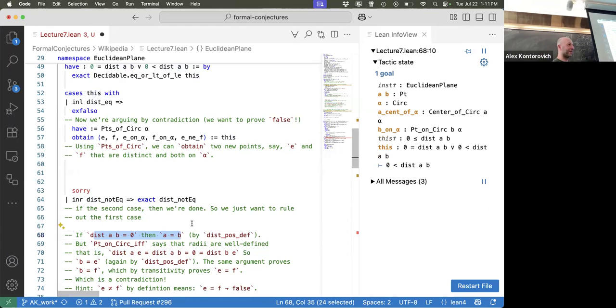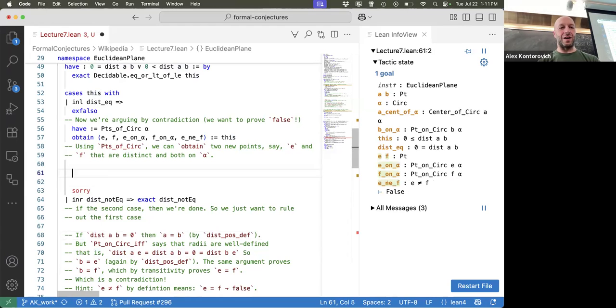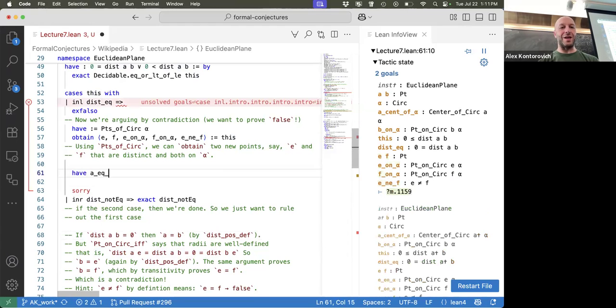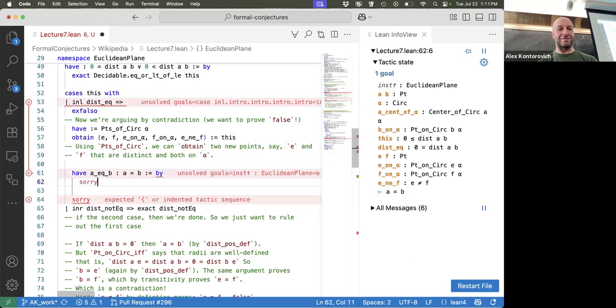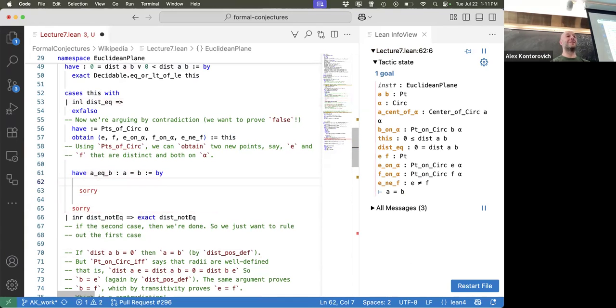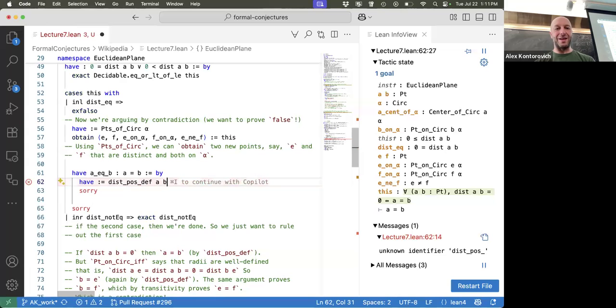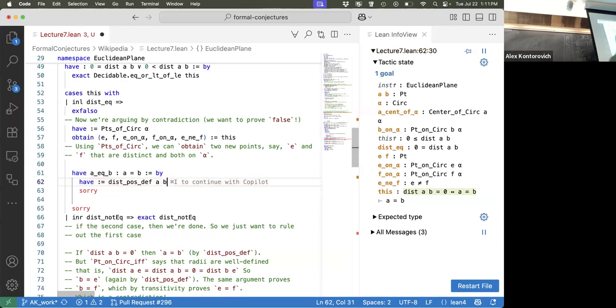Where do we get that from? This positive F. So let's see if we can find that. Let's say have A equal B is the fact that A is equal to B, and let's start the proof of that fact. So let's look at dist pos def AB. It says that the distance from A to B is 0 if and only if A is equal to B.